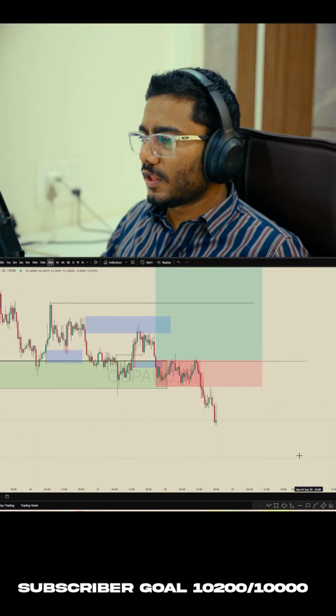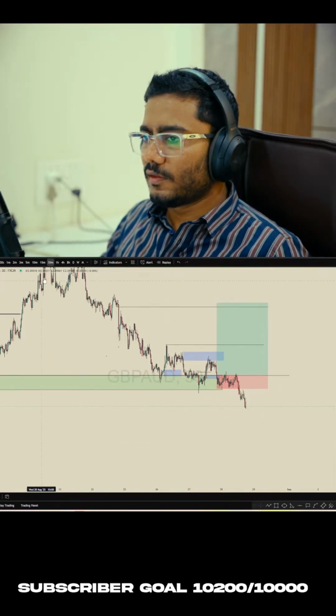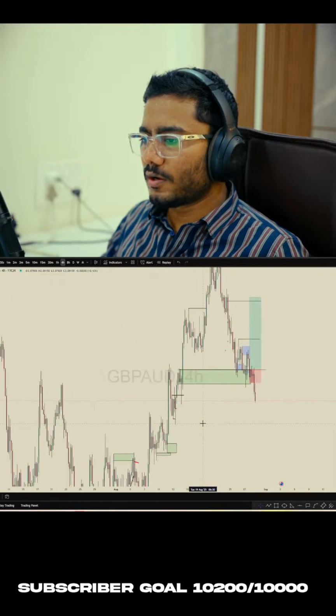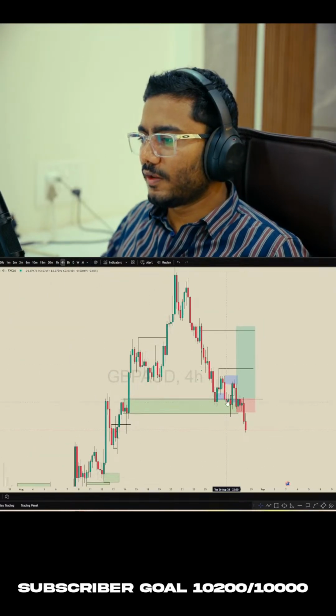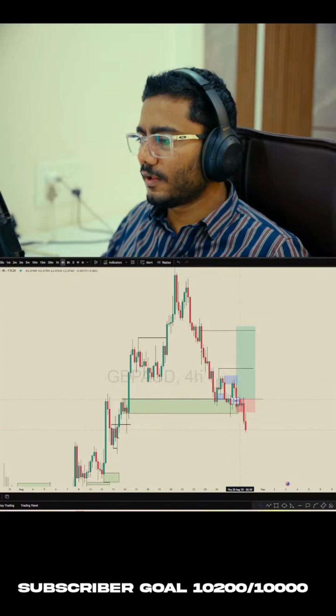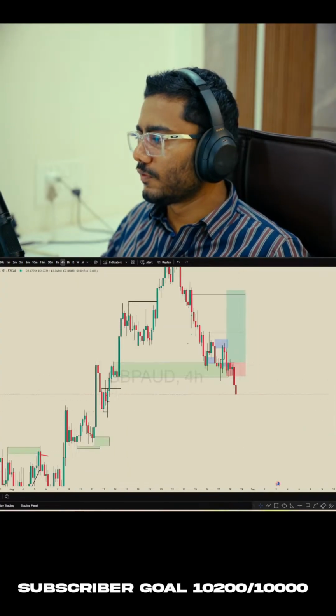GBP USD, same thing. This was a very perfect setup. If you look at 4 hour, we had this strong low, there was imbalance, and I was waiting for price to create a change of character. I entered, and then price hit stop loss over here, and now it's continued downside.